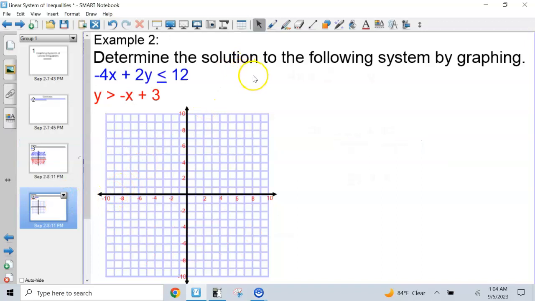Here's our second example. Determine the solution of the system by graphing. Negative 4x plus 2y is less than or equal to 12. That is standard form. So first we'll solve for y. Like before, we're going to move the negative 4x because that's a separate term. It becomes a positive 4x on the right side.